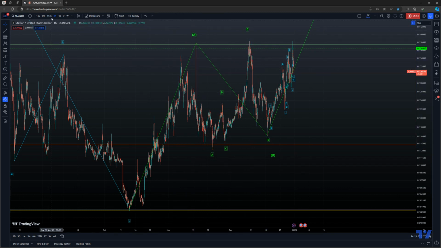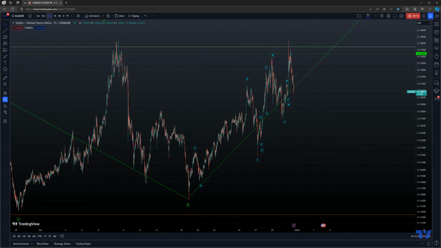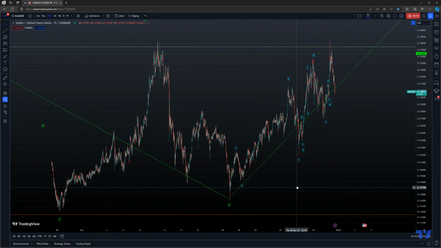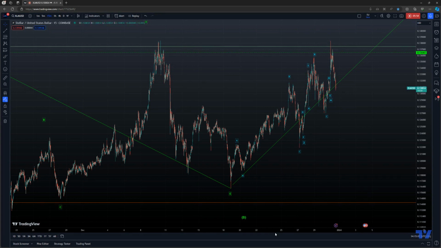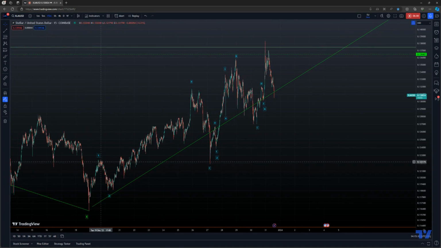But let's have a look at the smaller degree to see if I can gauge where we're at the moment. So let's just say this is wave C. How do I count this? Well, we had a wave 1, A, B, C, D, E. So wave 1, A, B, C, D, E. And now, as you can see, we've come back pretty deep. If that's the case, normally with wave 3 price action, you don't see this type of pullback, right?